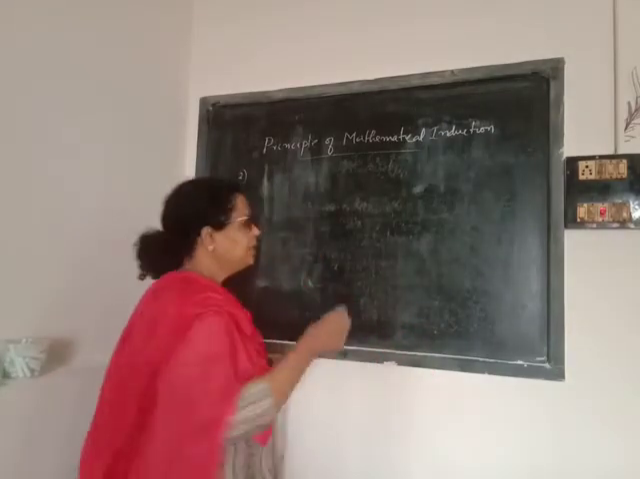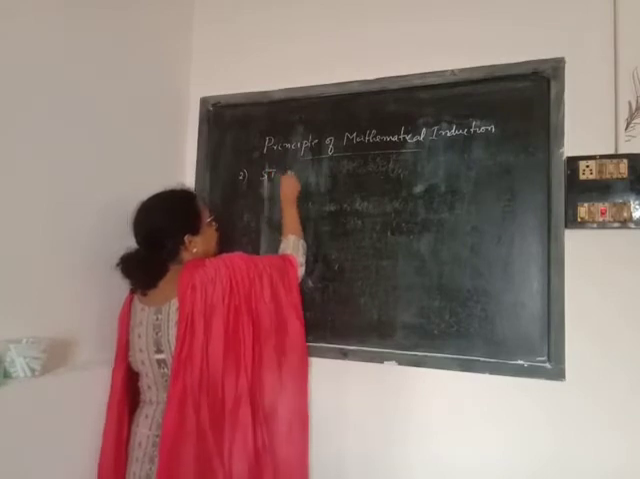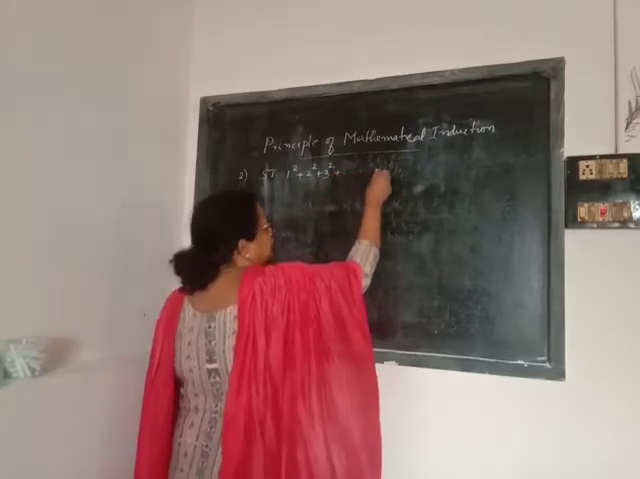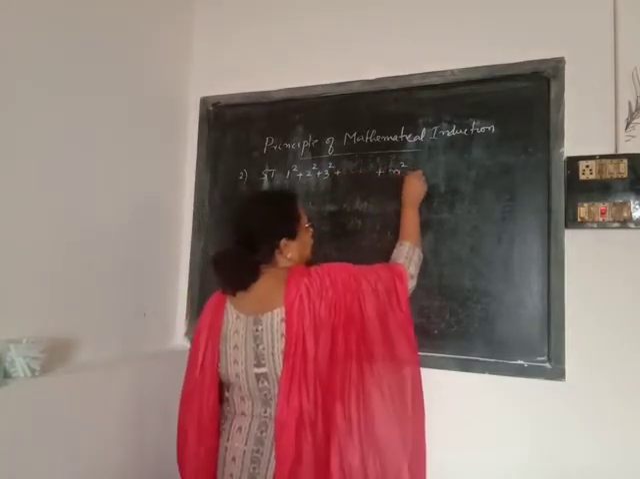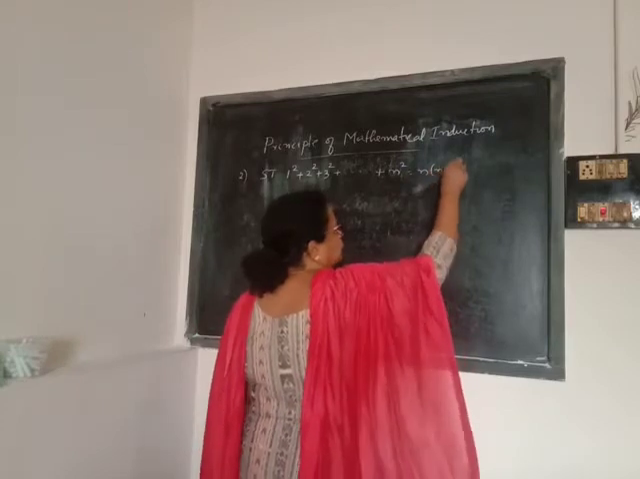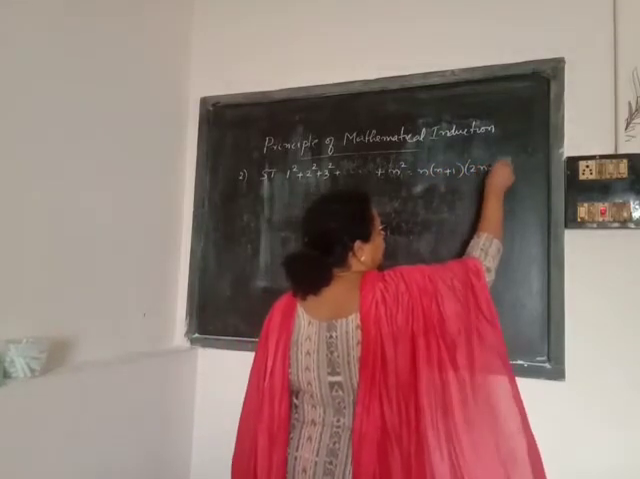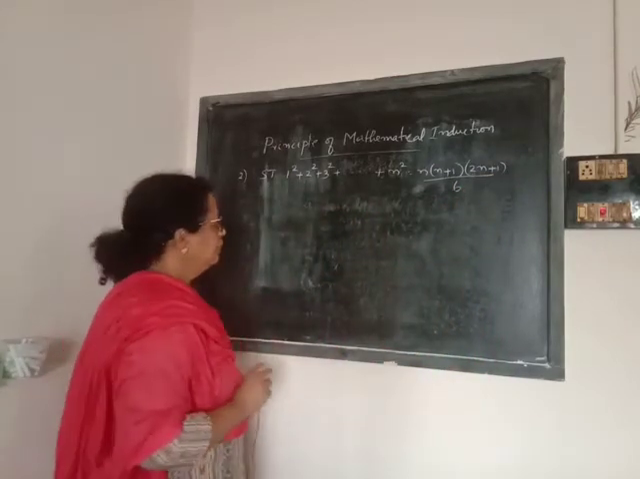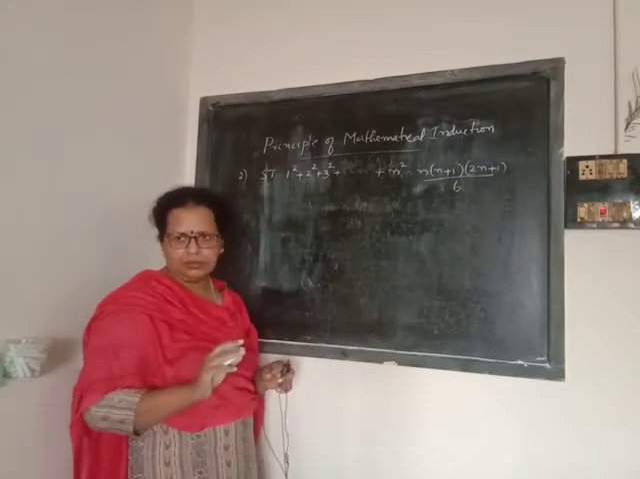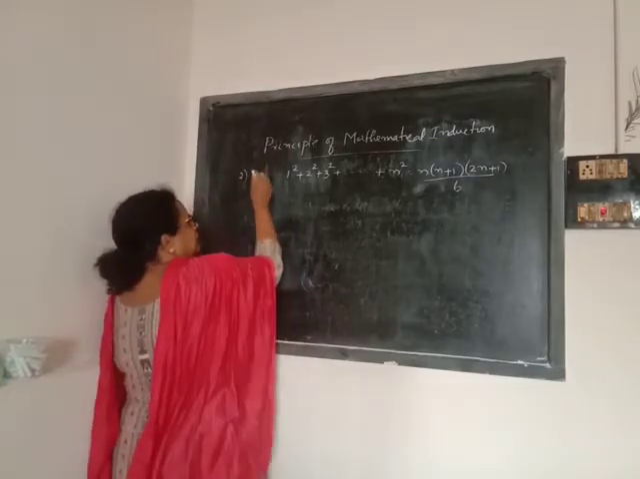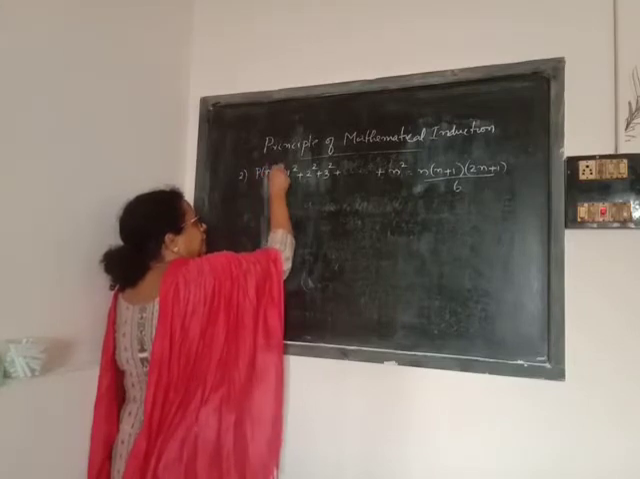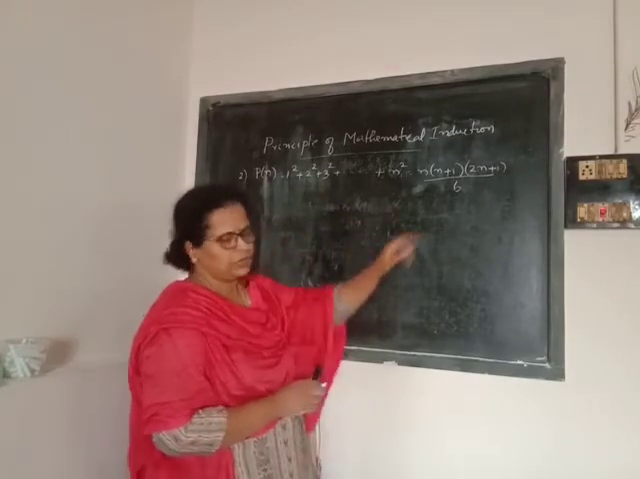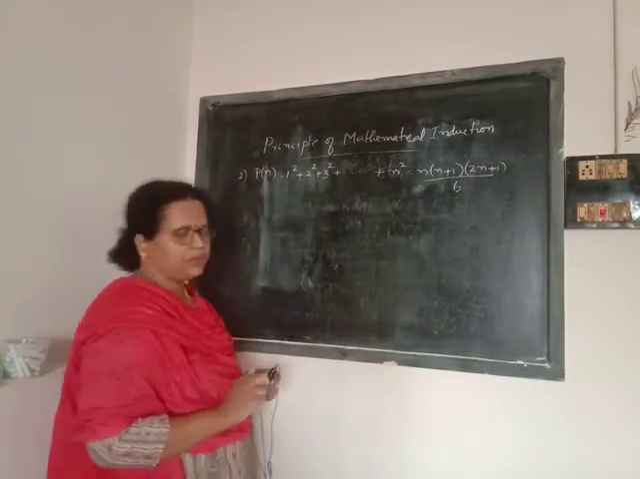Now the second question: show that 1 squared plus 2 squared plus 3 squared plus etc. plus n squared equal to n into n plus 1 into 2n plus 1 by 6. Okay, so follow the steps. What is the first step? We will take the given statement as P of n. So what is P of n? 1 squared plus 2 squared plus etc. plus n squared is n into n plus 1 into 2n plus 1 by 6.